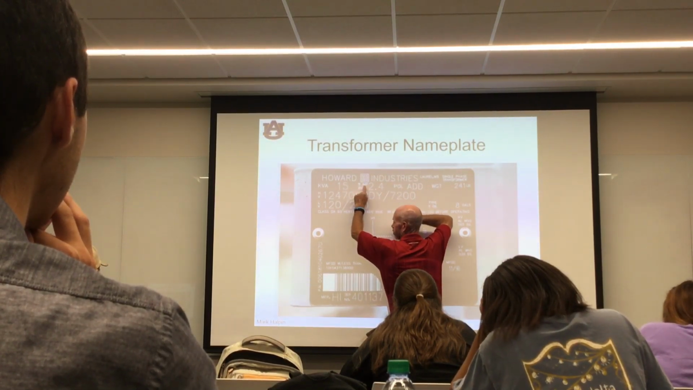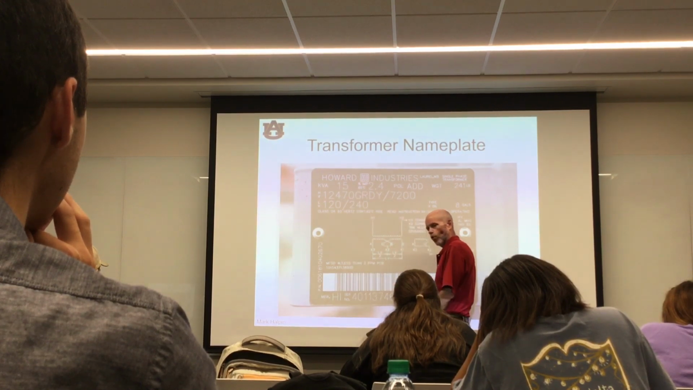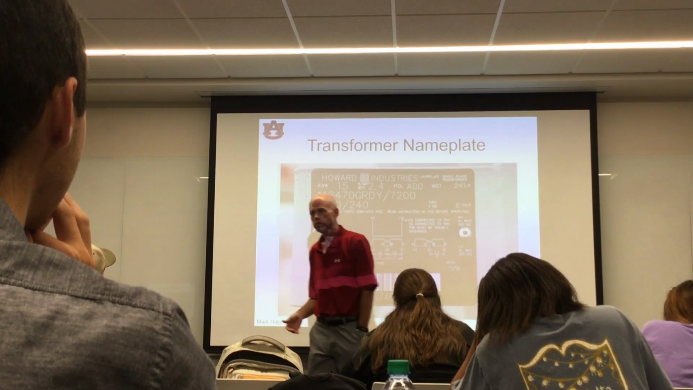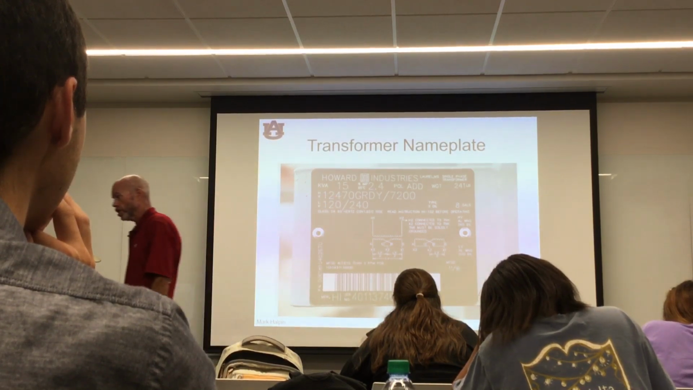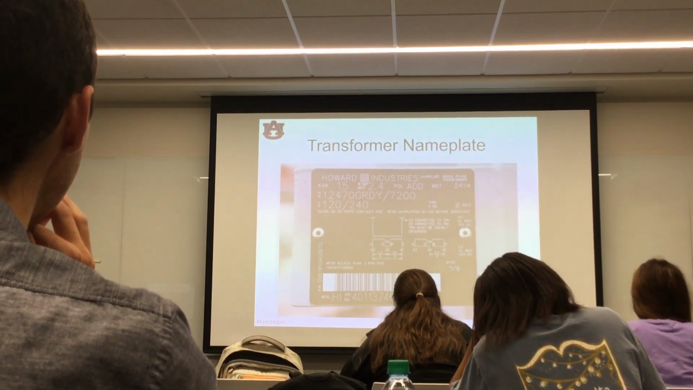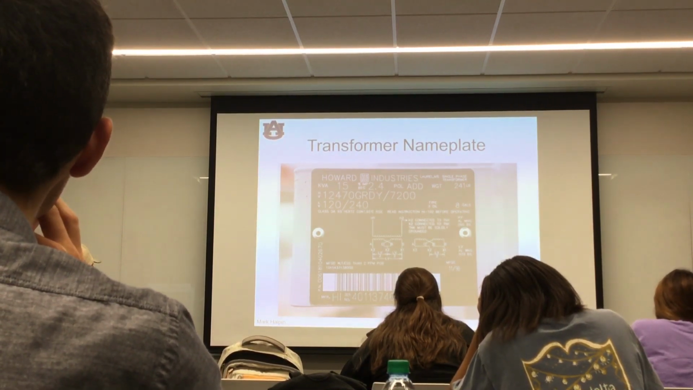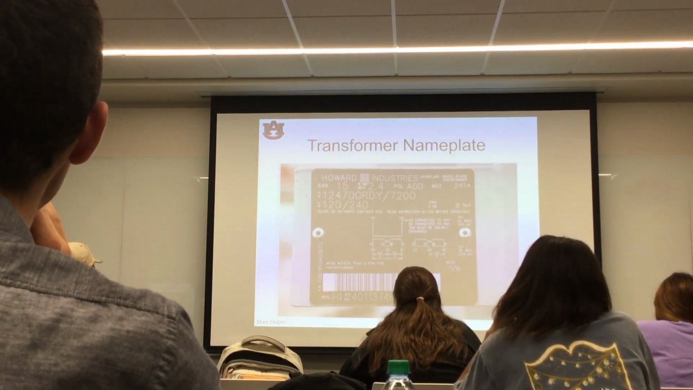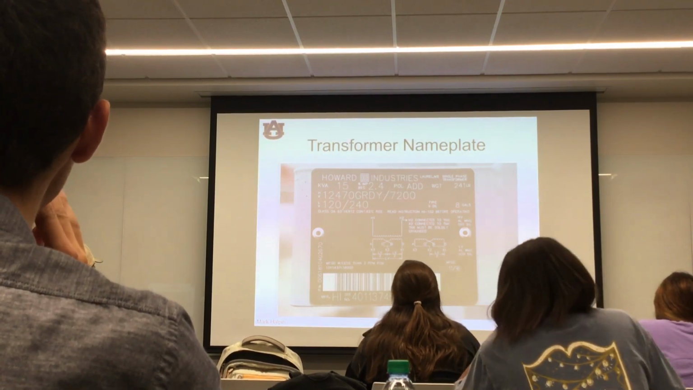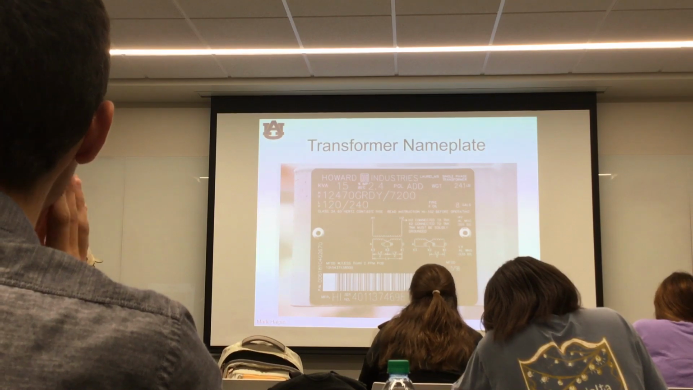Percent imp. Now, what is an imp? Are we talking about a dwarf here? No, I don't think so. Imp is an impedance. Okay? Percent impedance, 2.4. The manufacturer, in this case Howard Industries, is telling us the impedance of that transformer in percent. They've already picked bases and done all that stuff. They're telling us the number.